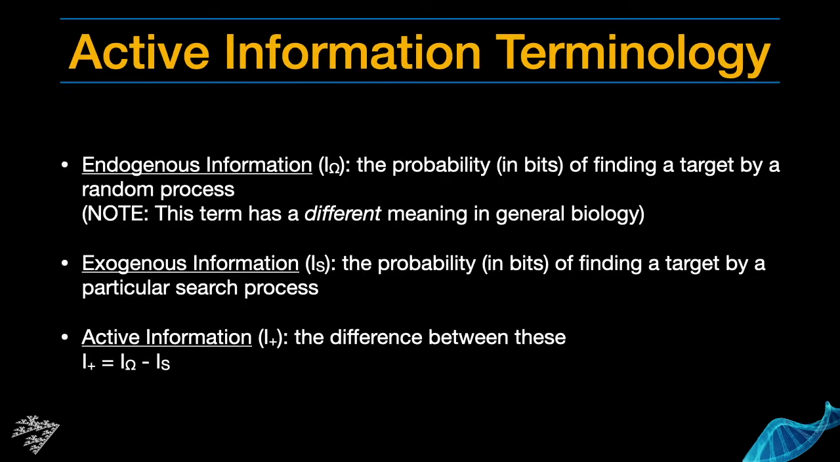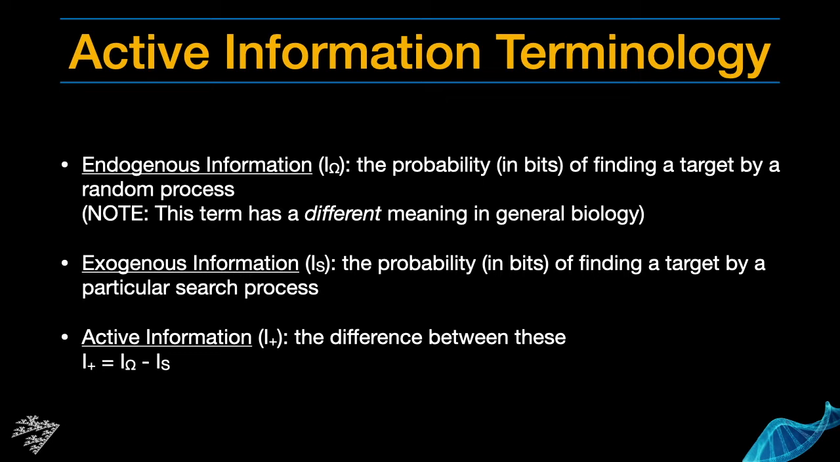So a little bit of terminology. You have endogenous information. This is the probability in bits of finding a target by a random process. Notice that this has a different meaning than it does in biology, because this came from search, from a journal in the IEEE. In biology, endogenous information means information that we find in the genome, and that's not what it means in active information. So in active information, you might see the word endogenous information. That is the probability of finding a target by a random process.